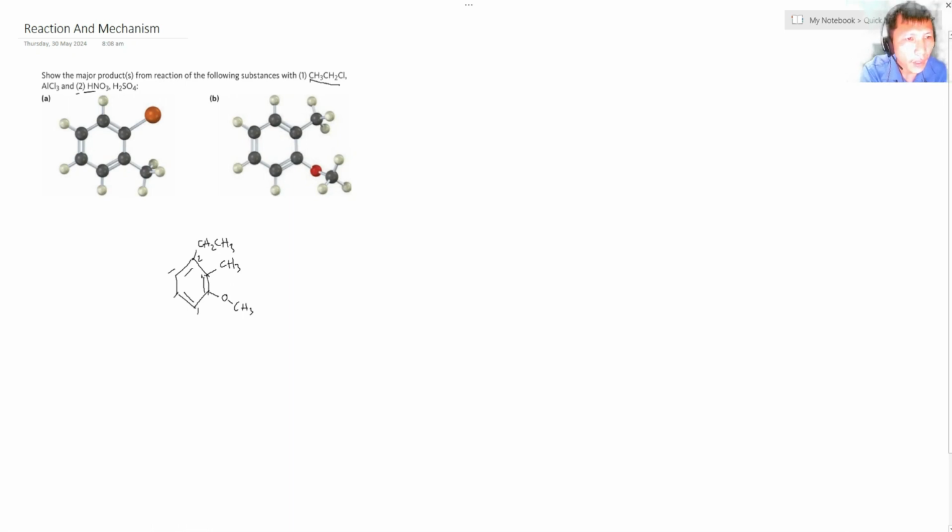So rule number two, when we have the same branching, you could opt for the alphabetical order. So that would be 2-ethyl, 1 2 3 4 5 6, 6-methoxy toluene. So that's the name of this first product.